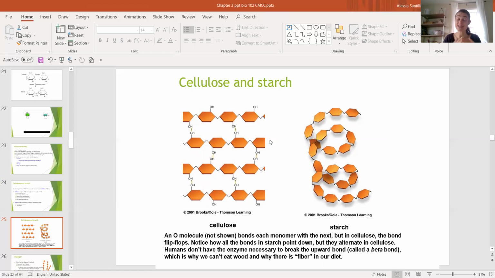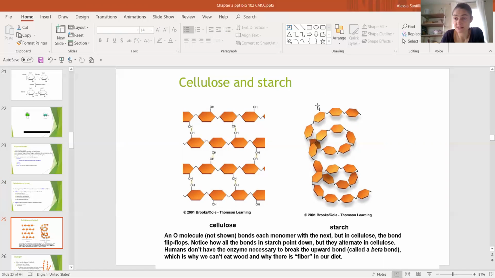Its role is in the structure, and therefore its actual configuration, its 3D shape, fits its role. Remember, in biology, structure dictates function. So because it is lying on top of each other, we have these parallel strips of just glucose repeated over and over again. Cellulose is really tough, and it lends strength and structure to the plant.